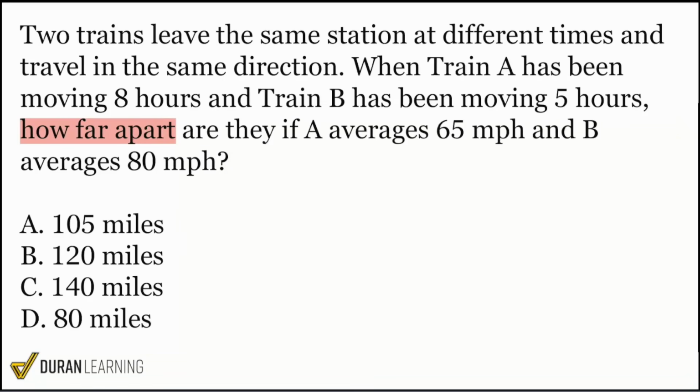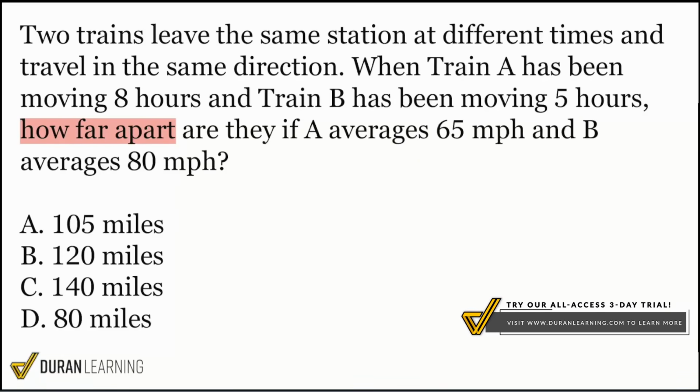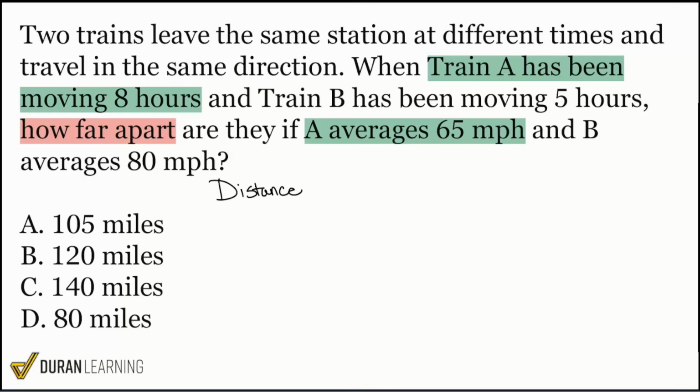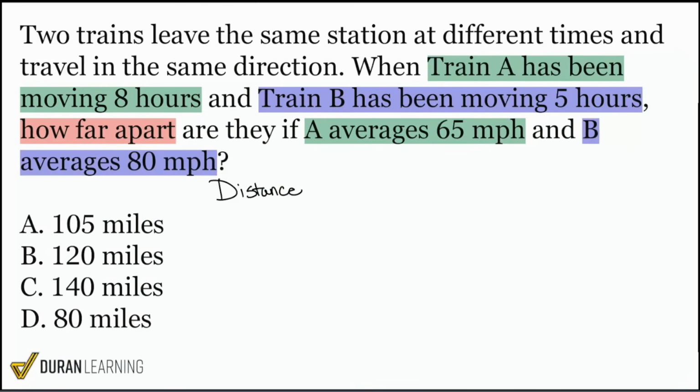So I can always begin an overwhelming process with something simple. Just understanding, hey, what do I want to find out? What are they telling me to look for? How far apart? Okay, distance. That's what I'm looking for. Now I noticed that they gave me some information here. Train A, 8 hours. Train A, 65 miles per hour. Then we also see train B, 5 hours. Train B, 80 miles per hour.